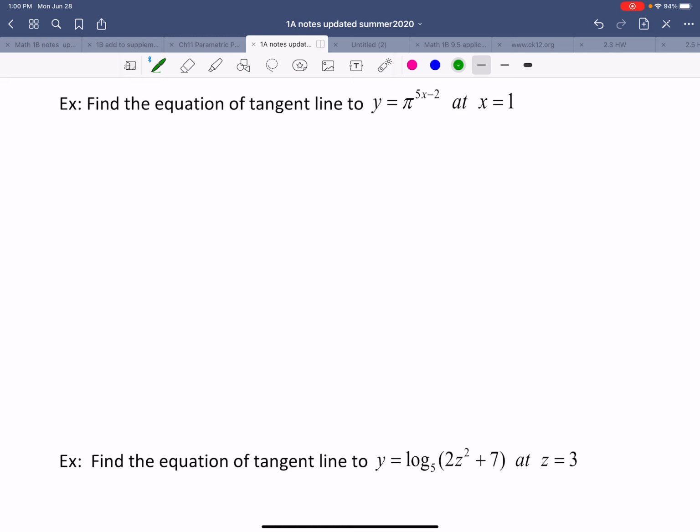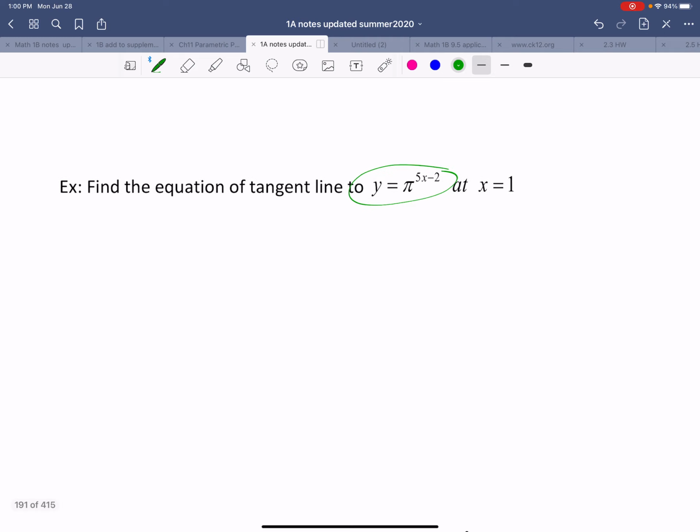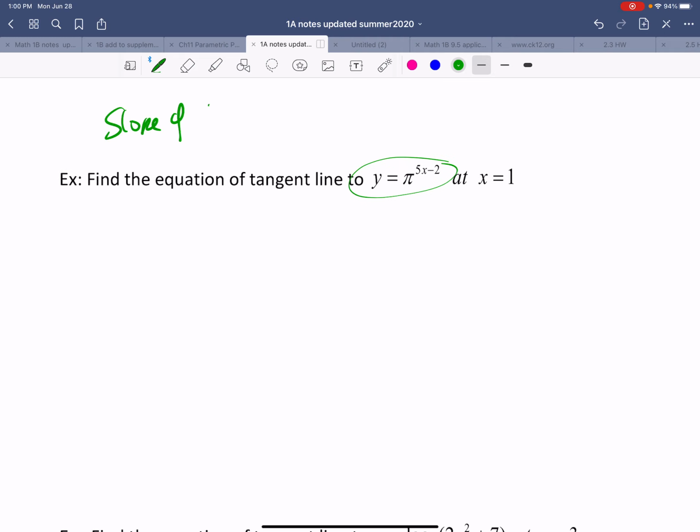Find the equation of tangent line to this function at x equals 1. Okay, so how do I find the equation of tangent line here? First of all, I need the slope of tangent line. Slope of tangent line is a derivative. Slope of tangent line is the derivative.